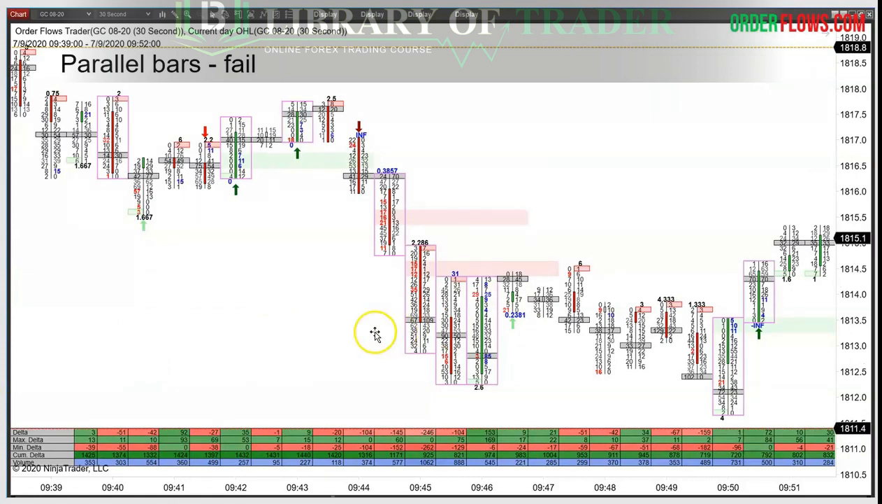All right, you see the parallel bars here, right? You see 2, right? You see this one here, right? Followed by the nice sell-off, right? There's one down here.